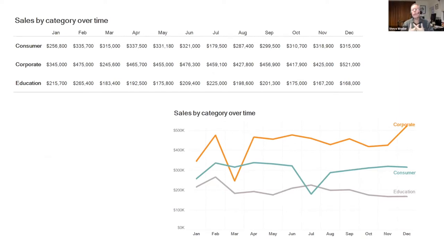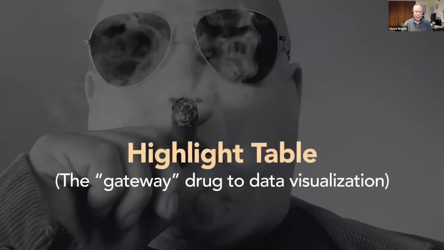How can you start to nurse them into data visualization? I'll show you one of my favorite techniques. It's using a highlight table. That's the term Tableau calls it. If you're an Excelian, you may know this as conditional formatting. Whatever you call it, I call it the gateway drug to data visualization.